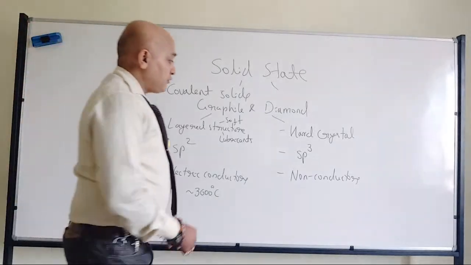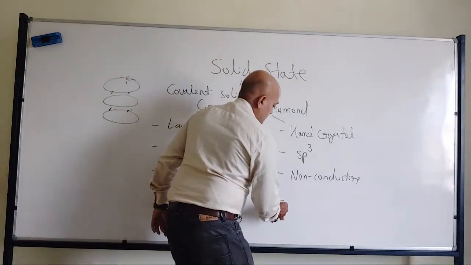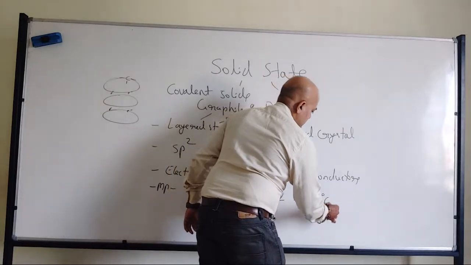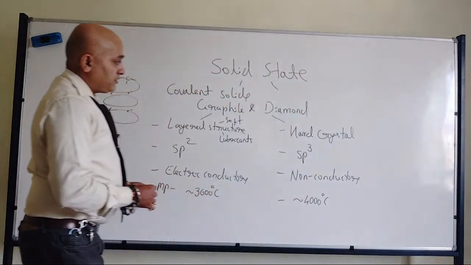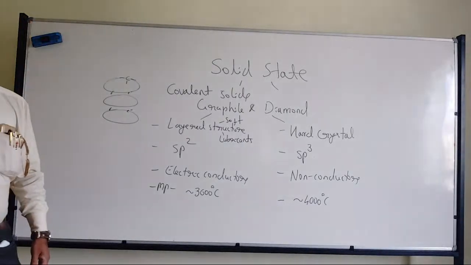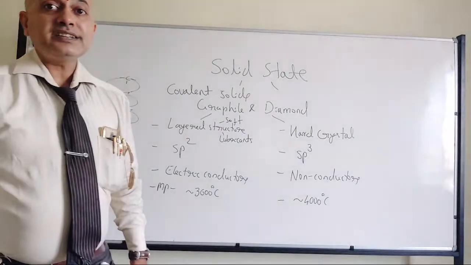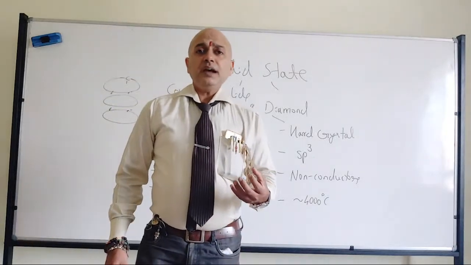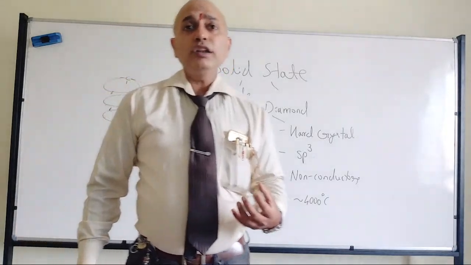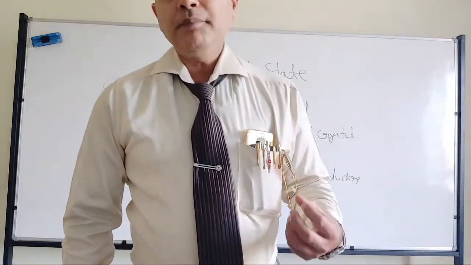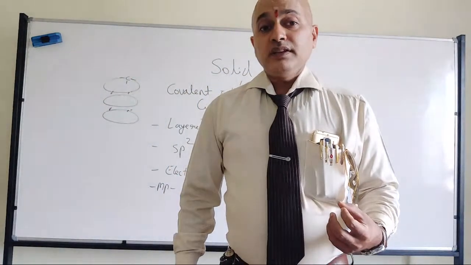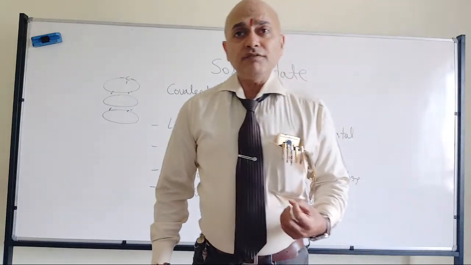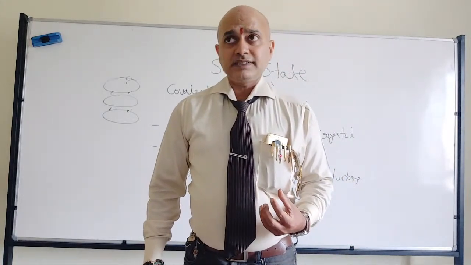If I go with the diamond, it is somewhere around 4000 degrees Celsius. Very, very high temperature. See, when I am talking about ice, a molecular solid, hydrogen bonded molecular solid, its melting point is somewhere around 0 degrees Celsius.